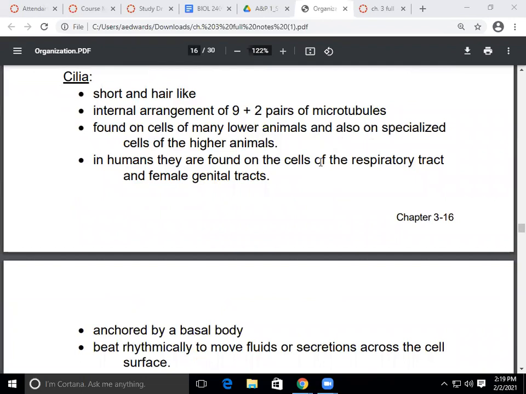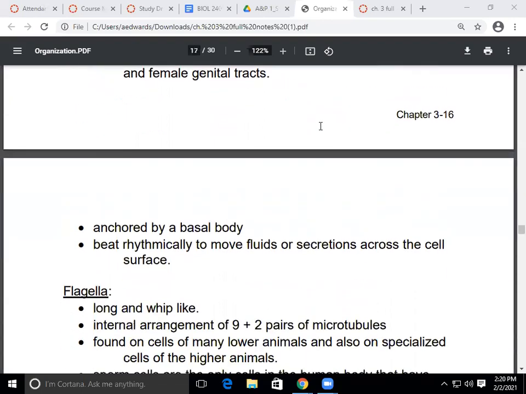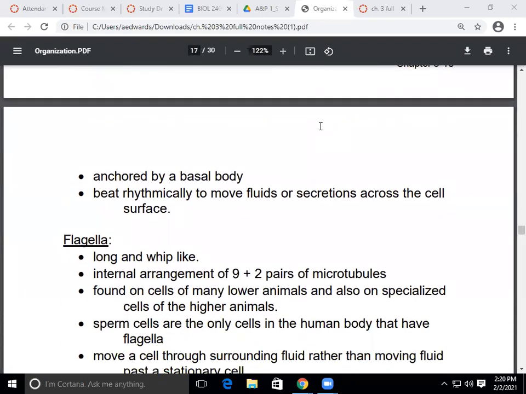Okay, then we have the cilia. These are short, and look like hairs. These have an arrangement of 9 plus 2 pairs. Typically you see them in the respiratory tract and female genital tract. They beat rhythmically. They move fluids or secretions across the surface of your cells.